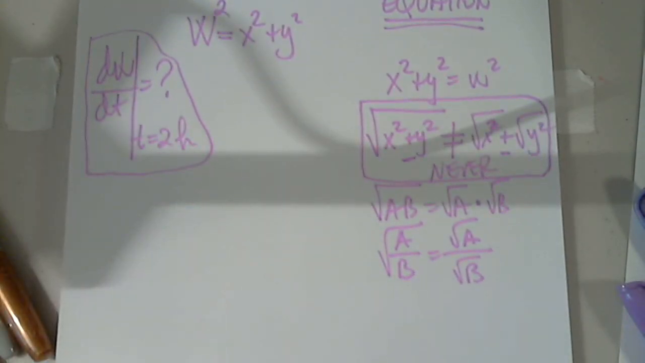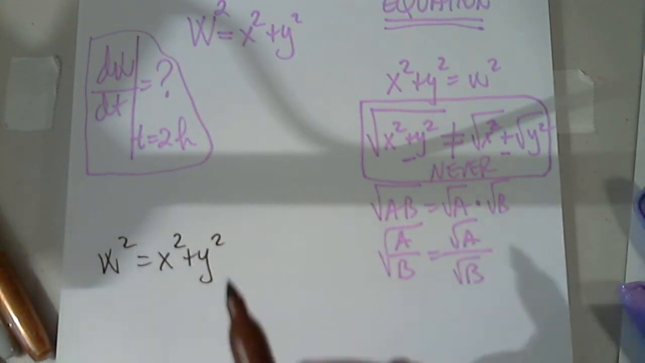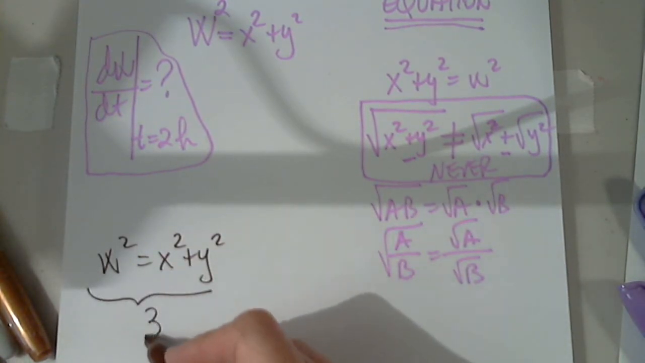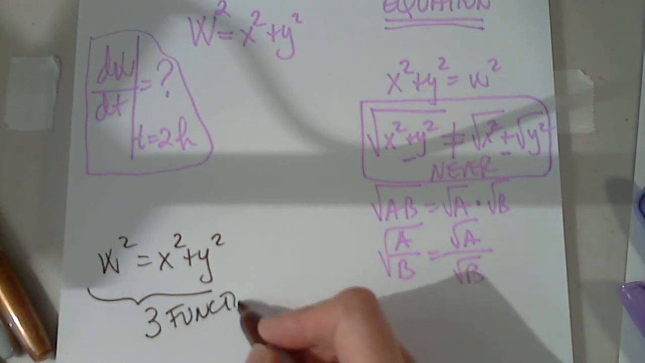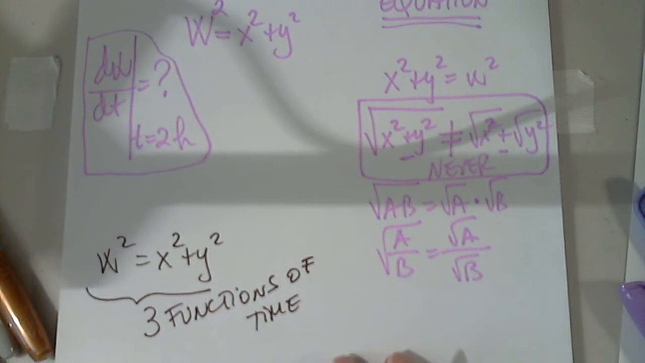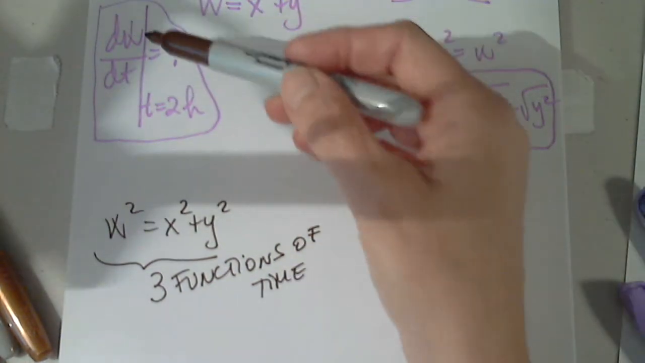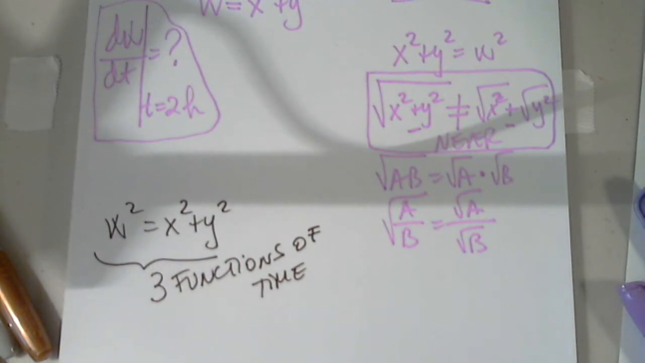is w squared equals x squared plus y squared. 3 functions of time. How do I get to determine dw over dt? What should I do to both sides that we learned in this chapter? And how is it called?